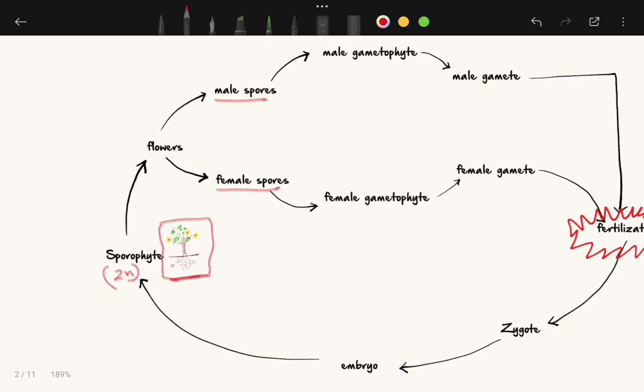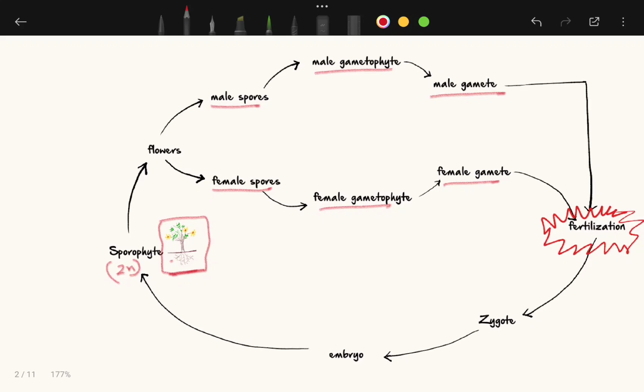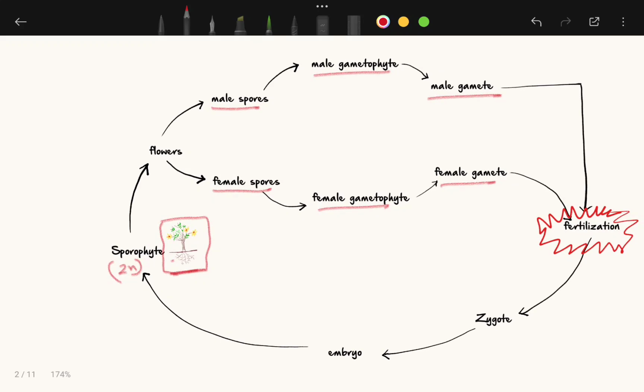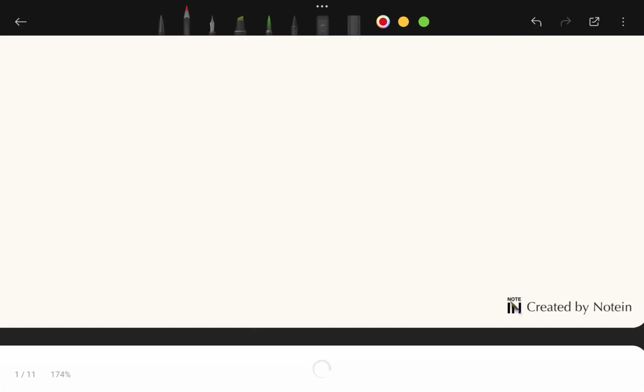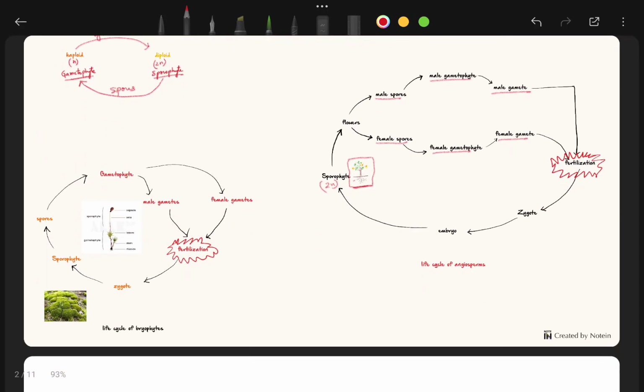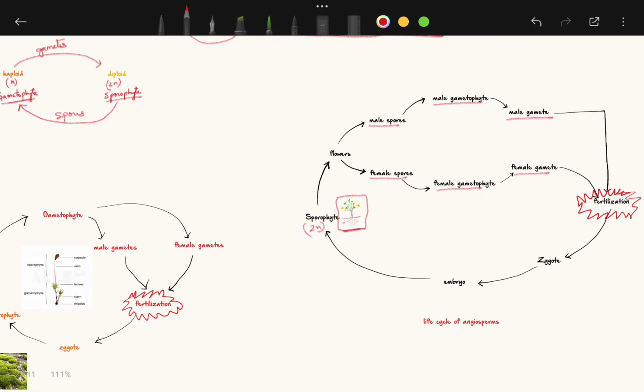Now male spores will give rise to male gametophyte, the female spores will give rise to female gametophyte, and then male gametes and female gametes are produced. Now the gametes will fuse together during fertilization and give rise to a zygote. By the way, the male gametes are haploid. Okay, this will undergo meiosis to give rise to male gametes and female gametophyte.